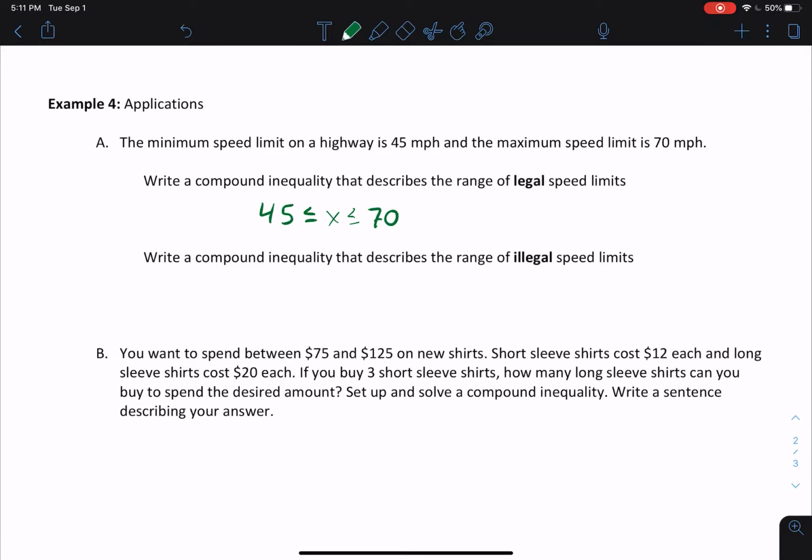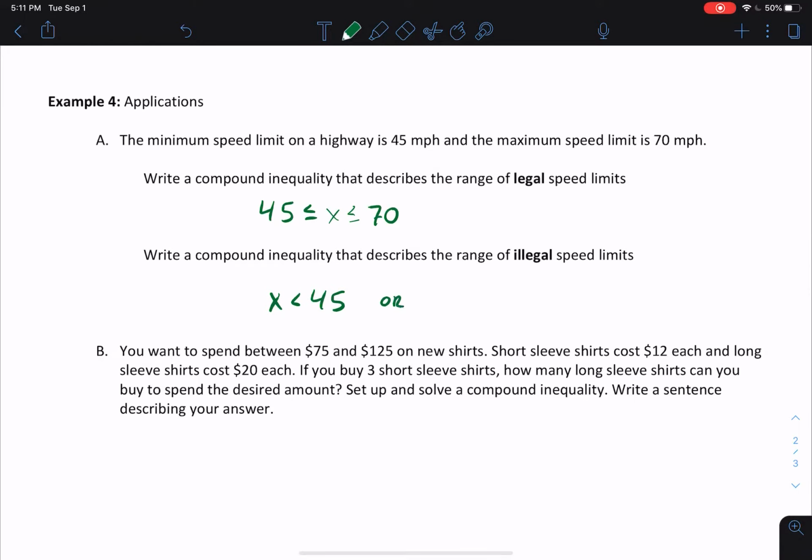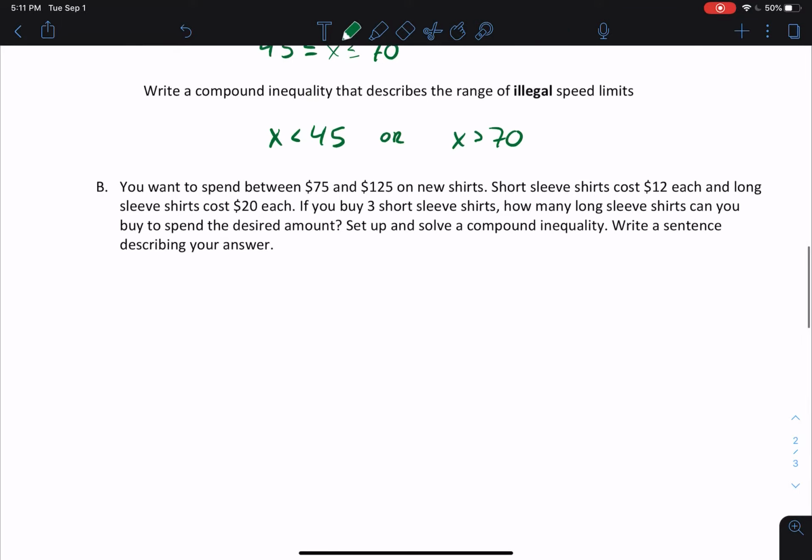Now write a compound inequality that describes the range of illegal speed limits. So if I'm going to go illegally, that's going to be the opposite. That's going to be the speeds that I didn't account for in the first problem. All right, so if I can drive 45 miles per hour or above, if I'm driving less than 45 miles per hour, that's illegal. Or if I'm driving above 70 miles per hour, that is also illegal. Okay? Now let's get to this last one.